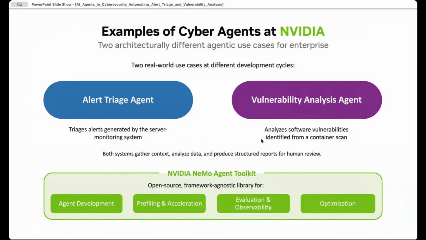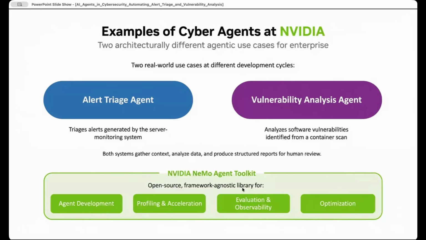And these agents are developed using the NVIDIA NeMo Agent Toolkit. It is an open source, framework-agnostic library for any multi-agent framework, and it also provides lots of toolkits for agent development, profiling of performance, evaluating the multi-agent system, and optimizing the performance and latency of the system.